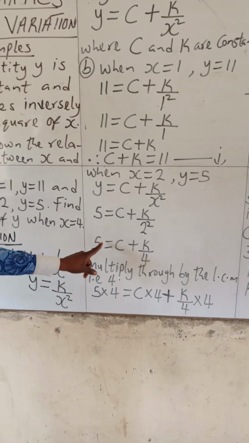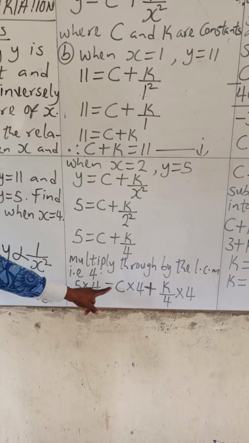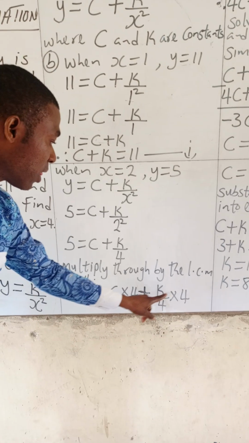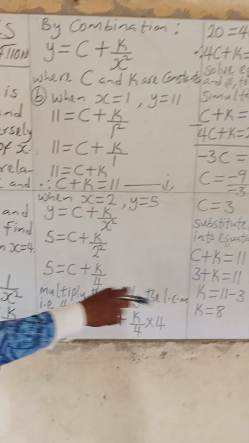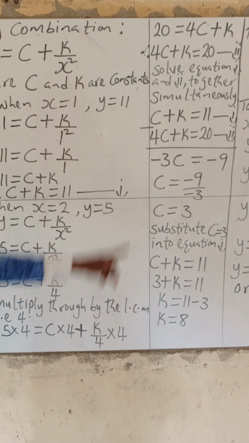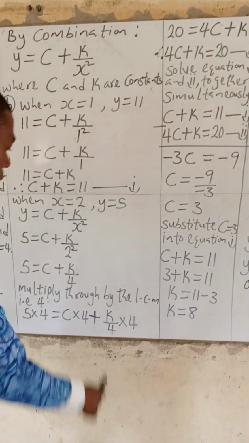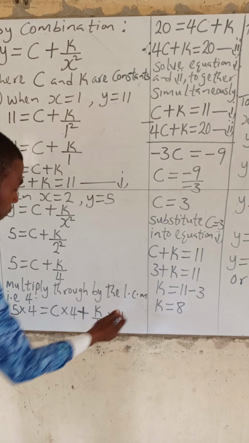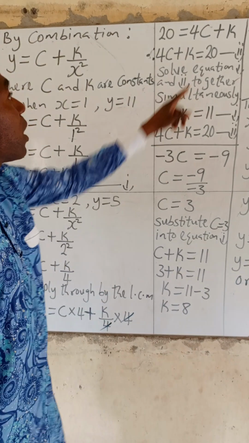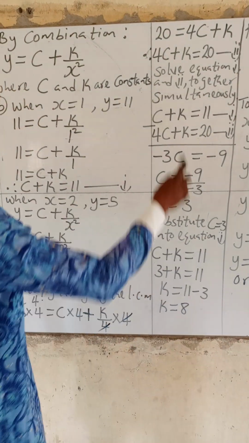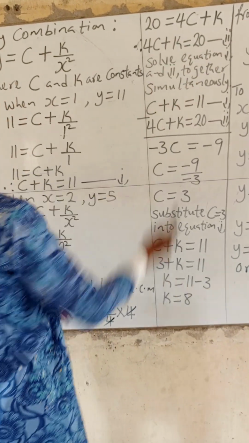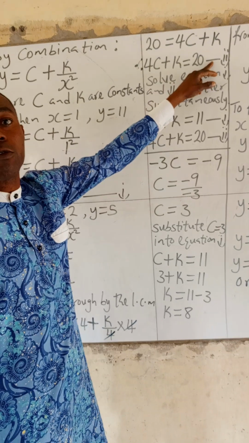So we now have 5 times 4 equals c times 4 plus k over 4 times 4. So 5 times 4 gives us 20, equals c times 4 gives us 4c, plus k over 4 multiplied by 4. 4 will cancel 4, so it will now be k. We will be left with k. So we can now say 4c plus k equals 20. This gives us equation 2.